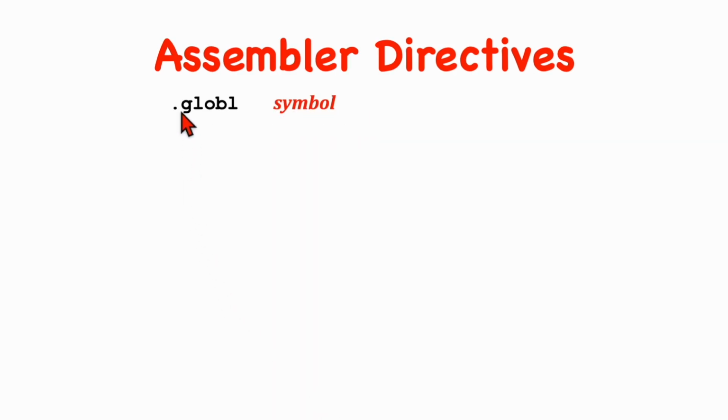Next, I want to describe the .global assembler directive, and that's the way it's spelled. There is no A in the word global. In order to understand how this thing works, we need to talk about the compilation and assembly and linking process.